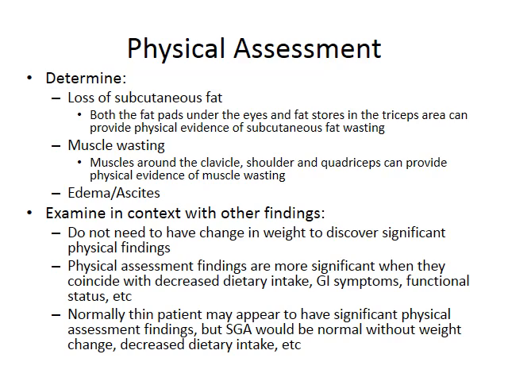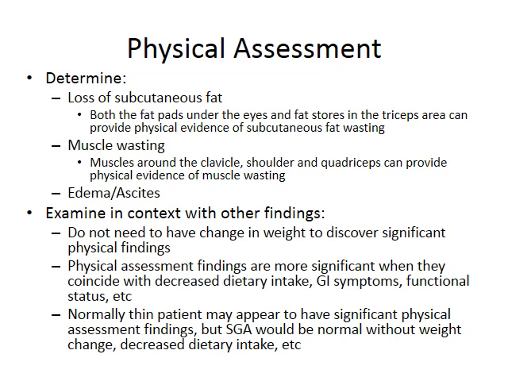The evaluation of physical assessment findings is the last step of SGA. Changes in subcutaneous fat stores are determined by examining fat pads under the eyes and fat stores in the tricep area. Changes in muscle depots are evaluated by examining the clavicle, shoulder, and quadriceps. Presence of edema is determined by examining lower extremities, and presence of ascites is determined by an abdominal exam.